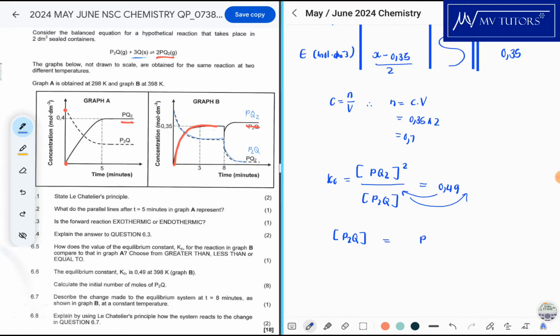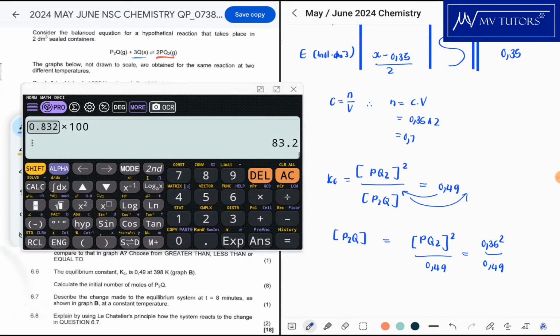I hope you got that. That's just some maths there. So we have that over 0.49. And what is our concentration for products? That's 0.35 squared divided by 0.49. If we work that out, 0.35 squared divided by 0.49 is equal to 0.25.